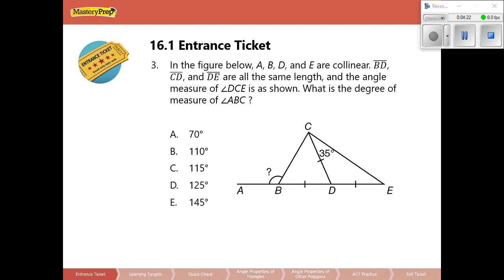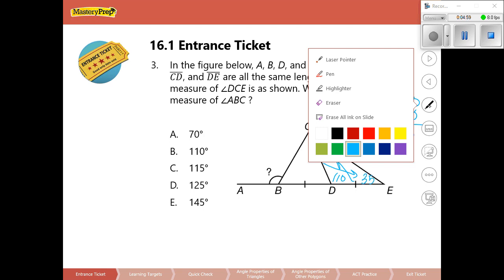Now, what we know about this triangle over here is that it is isosceles because it has two congruent angles and the sides opposite congruent angles are the same. So if that's 35 degrees, it means this angle over here is 35 degrees. It also means that these three angles here add together to be 180. So we can say 35 plus 35 is 70. And if we subtract 70 from 180, we get 110. So that there would be 110 degrees.